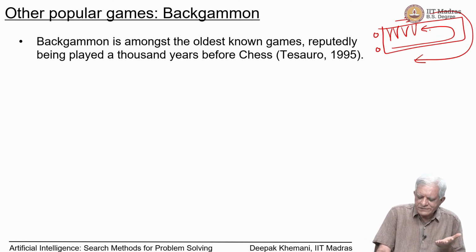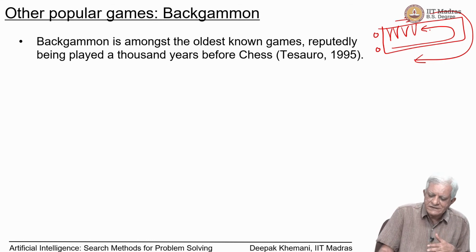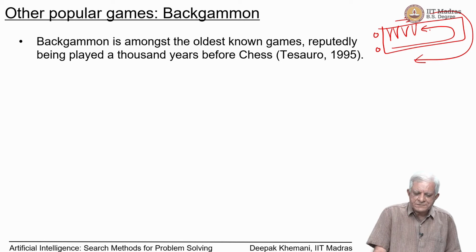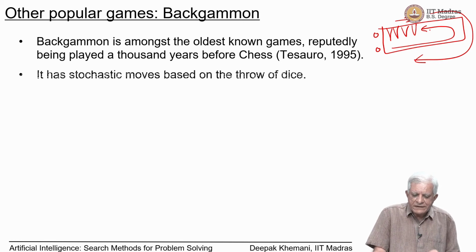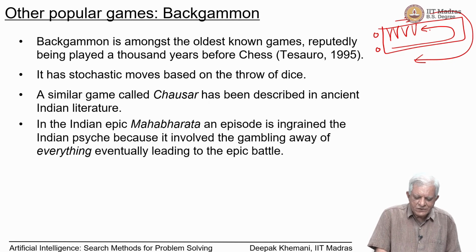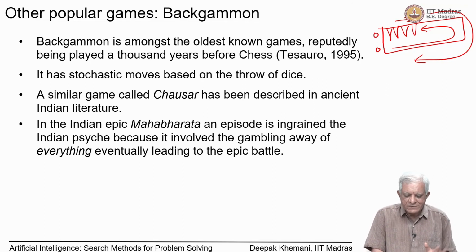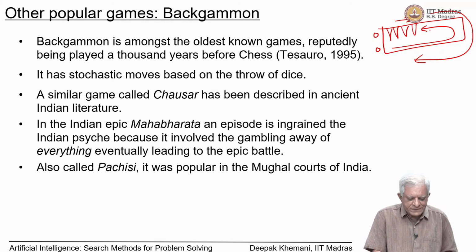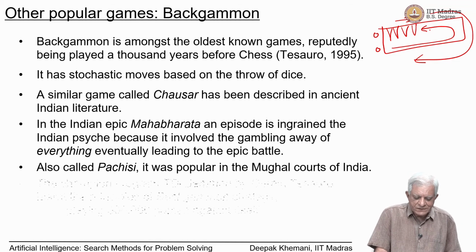It's played with dice. So people in India would recognize a game like Ludo, for example, or Snakes and Ladders, in which the dice decides how much you can move. And if you have multiple coins, then it's also a strategy game in the sense that you have to decide which of the coins to move, essentially. So it has stochastic moves based on the throw of the dice, and a similar game called Chaupar had been described in ancient Indian literature. If you have read the Mahabharata, you would know that Yudhishthira gambled away his entire kingdom, including himself, in this game of dice. It's also called Pachisi. It was popular in the Mughal courts of India.